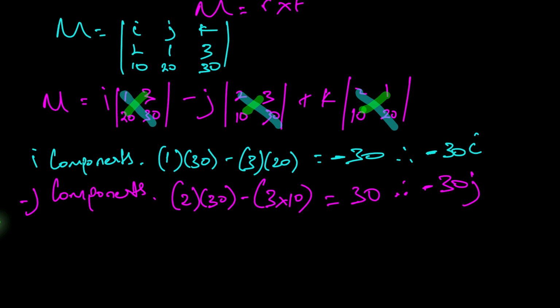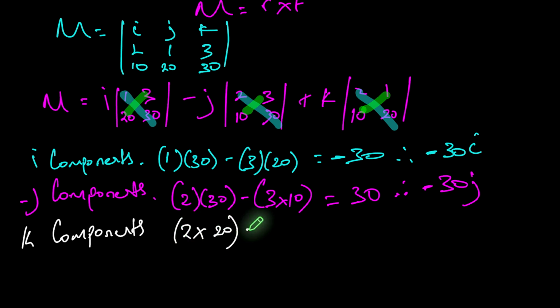And we're going to do the same thing now to get the k components. It will appear as if I'm getting 30 for all the answers here, but it's just to really show you the process. So it doesn't matter what numbers we use, it's the same process. So for this one then, it's going to be 2 multiplied by 20 and take 1 multiplied by 10. And this gives us a positive 30. So therefore we have 30k.